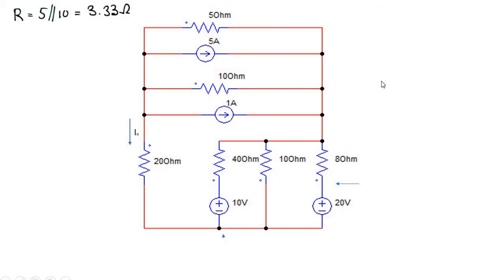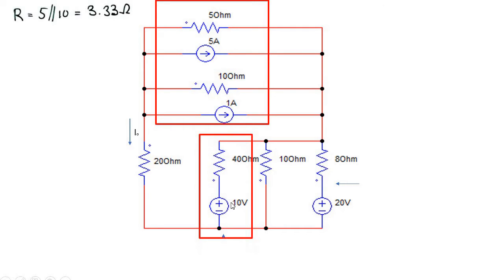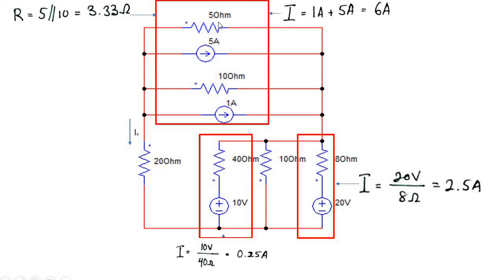Now let's focus on these two resistors and these two current sources. After that, we can also focus on the voltage source of 10 volt and the voltage source of 20 volt. Our aim here is to change the voltage source to current source so that we can parallel all these resistors and add up the current sources that we got. Since we want to parallel these resistors, we just parallel them the normal way, such as this. R parallel with 10, we get 3.33 ohm.